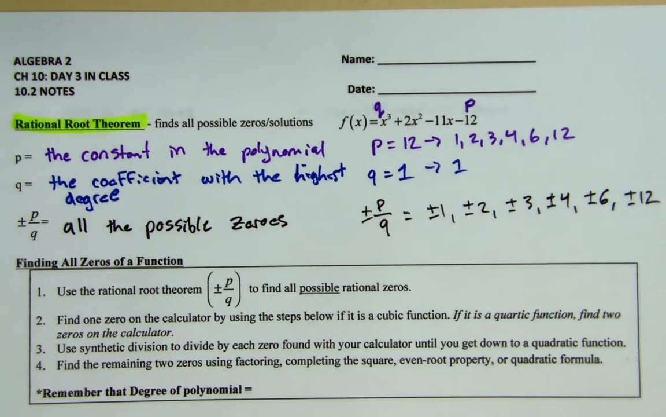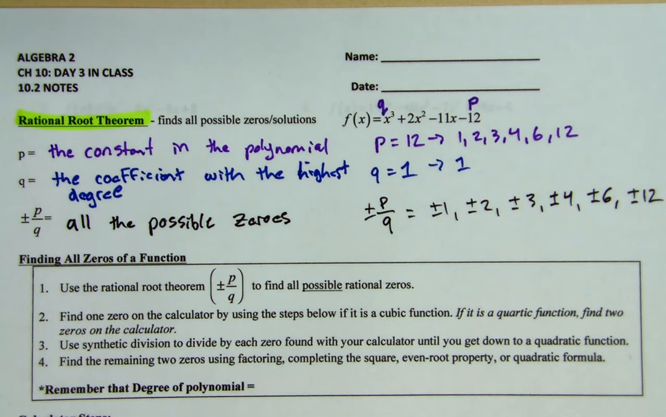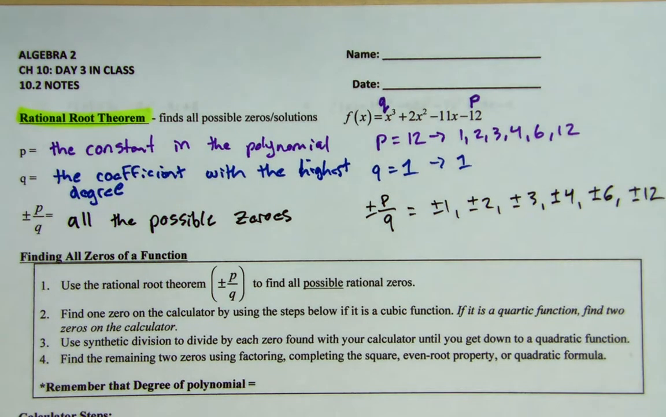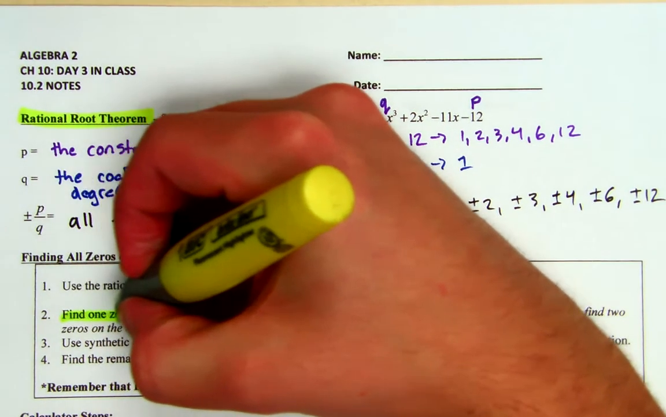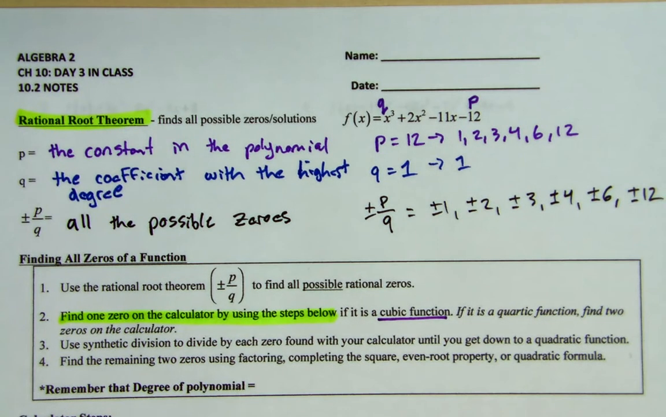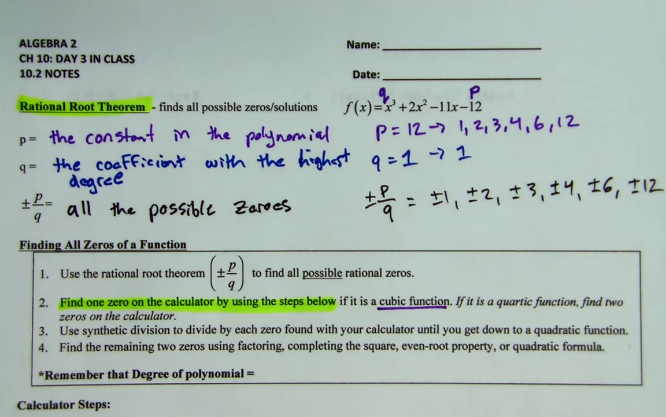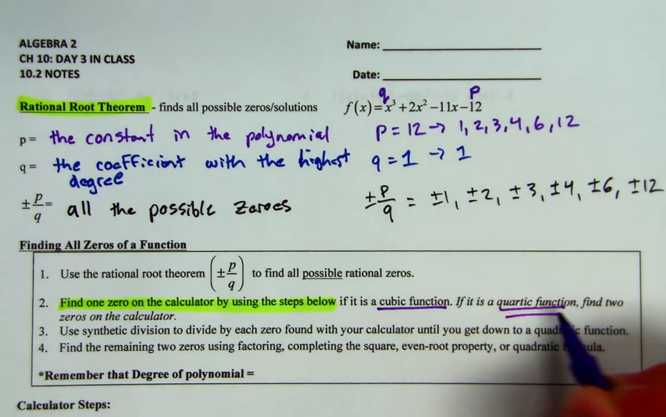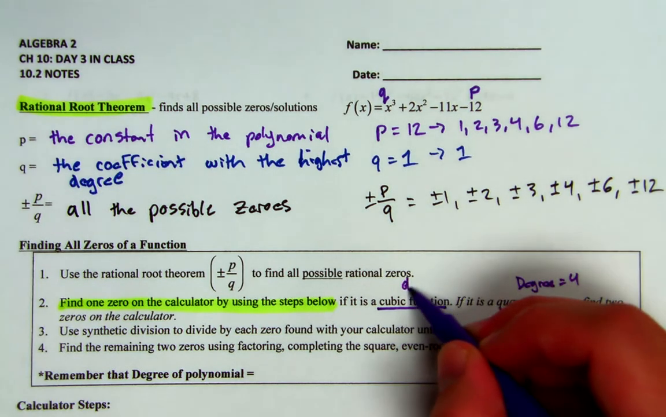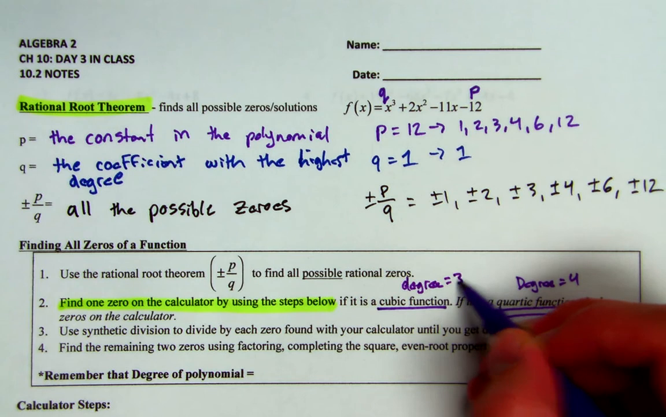So we need a way to say, hey, how can I narrow that list even more? Well, we're going to start by using P's and Q's. We're going to make a list. Now we're going to find one of the zeros by using the steps below. Typically, we're going to do that if it's a cubic function only, because otherwise it can be solved by quadratic formula or factoring. If it's quartic, that means degree equals 4, so this is degree equals 3.